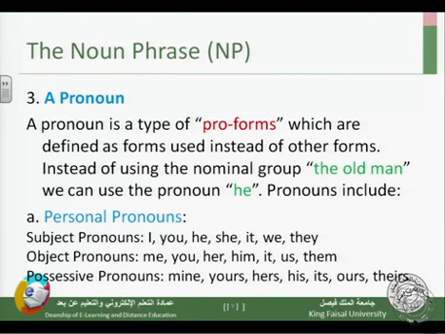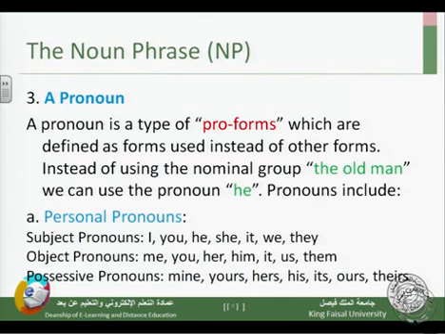The third type of noun phrases is the pronoun. So a pronoun is a type of proform. Proforms are defined as forms used instead of other forms. So we use pronouns instead of another form. Instead of using the nominal group the old man, instead of saying the old man is here, for example, we can use the pronoun he. So he is a proform, it is a pronoun, and it takes the place of another form, the old man. So the old man is here, we can say he is here.